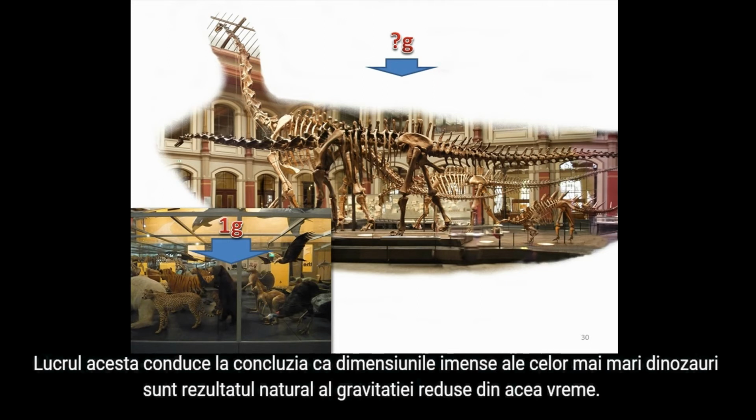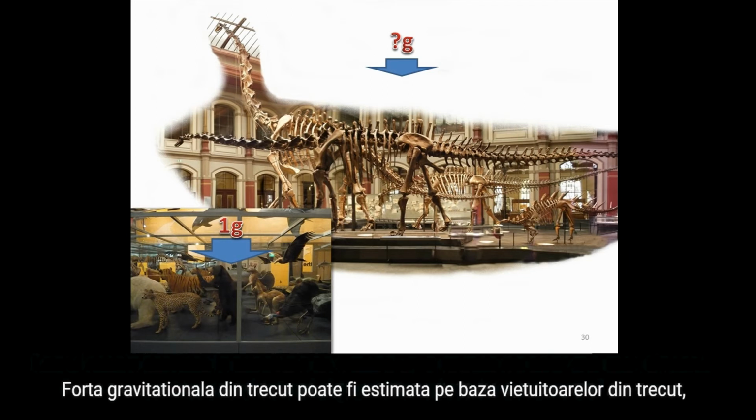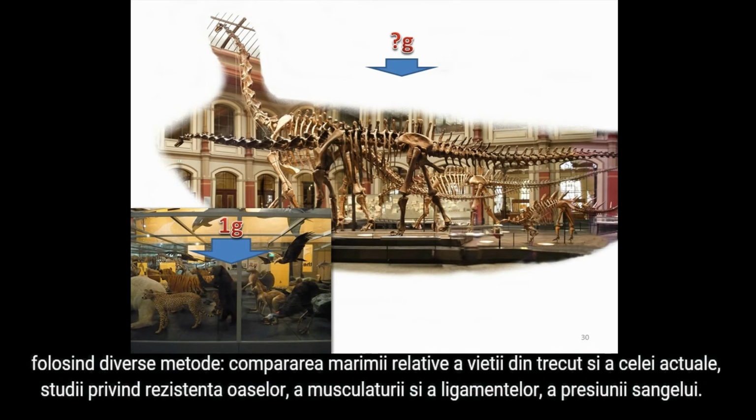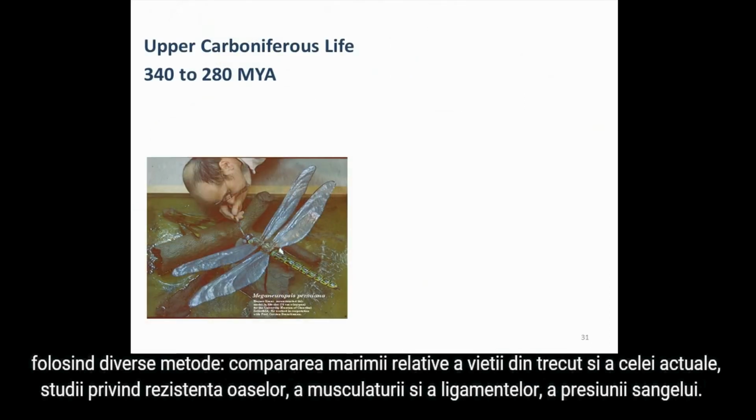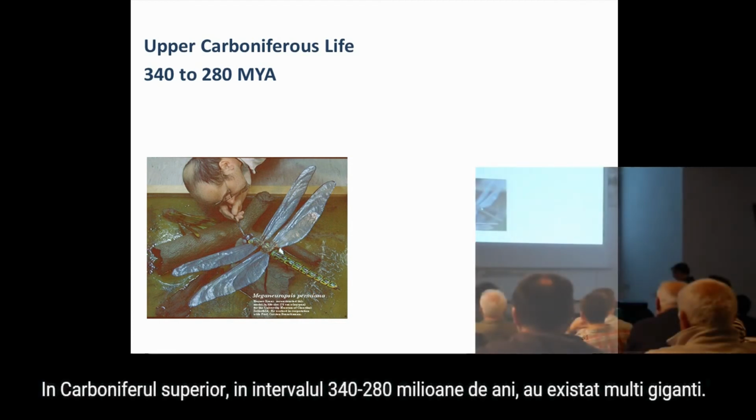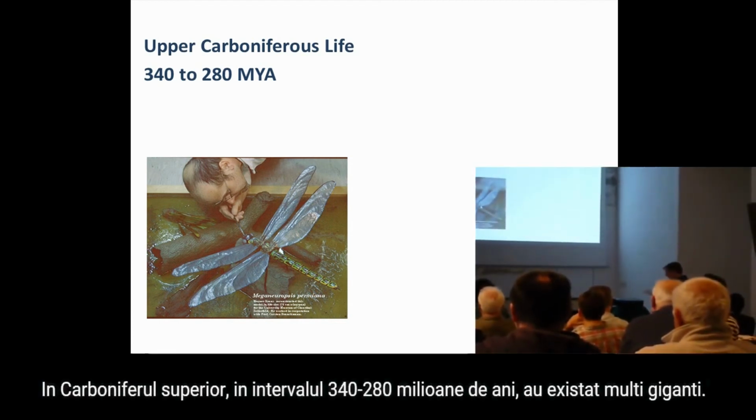and this illustrates how the immense size of the largest dinosaurs would have been a natural result of a reduced surface gravity on the ancient Earth. The force of ancient gravity can be estimated from ancient life using a number of different methods, including the relative scale of ancient life compared to present-day life, ancient life's bone strength, its muscle strength, ligament strength, and its blood pressure. In the upper Carboniferous, 340 to 280 million years ago, numerous giants existed.